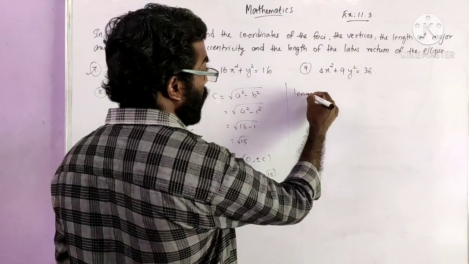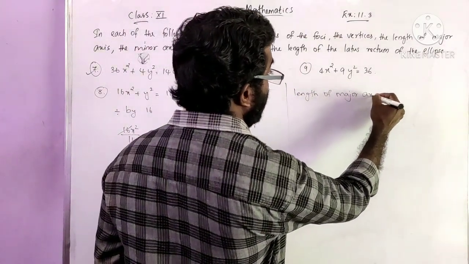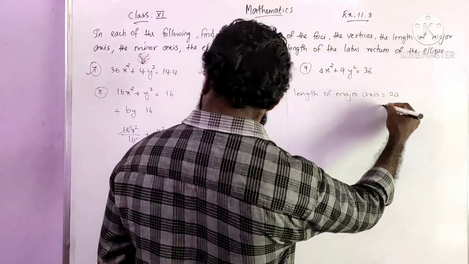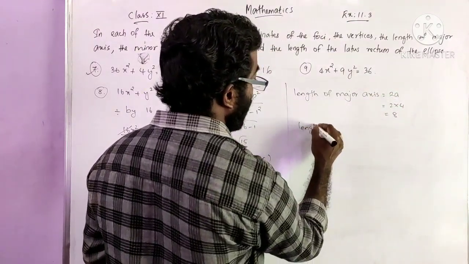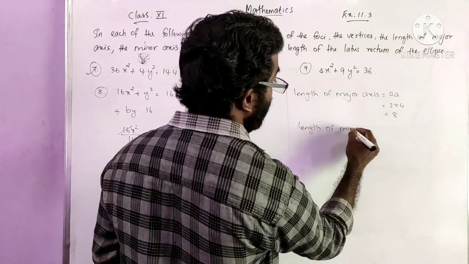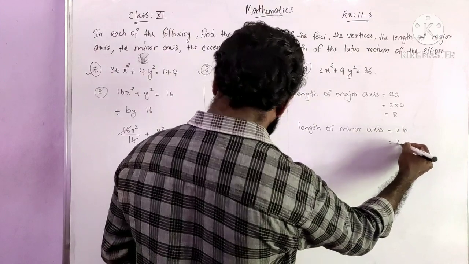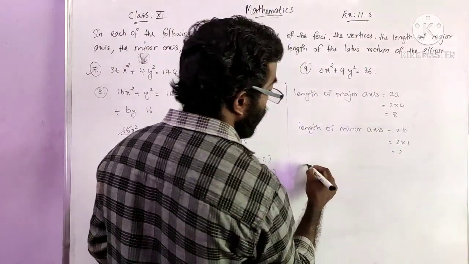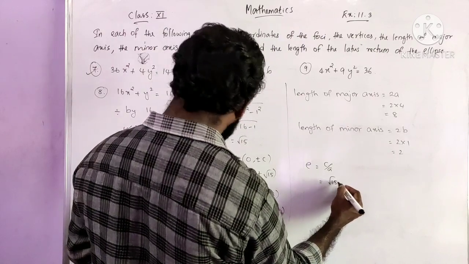Then length of major axis, 2a, so 2 into 4, 8. Length of minor axis, 2b, 2 into 1, 2. Eccentricity is equal to c by a, here it is root 15 divided by 4.